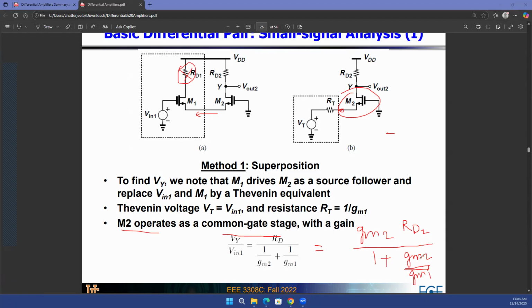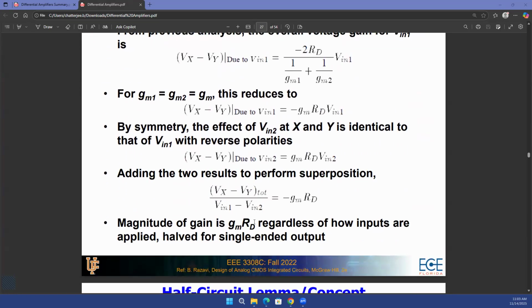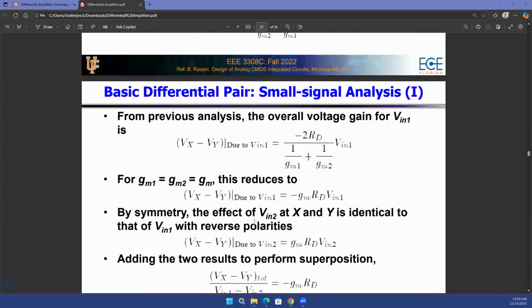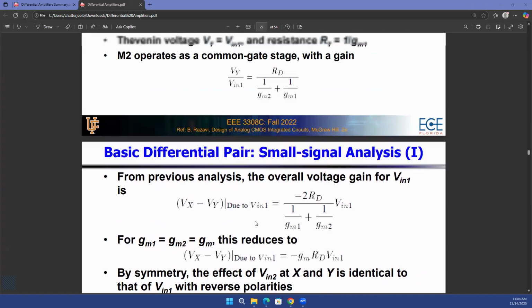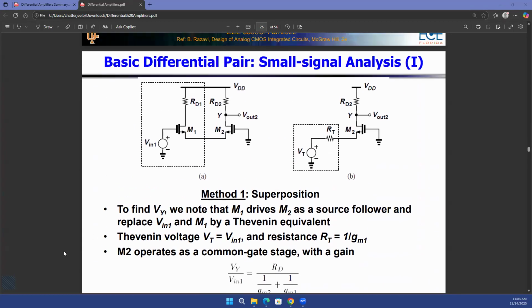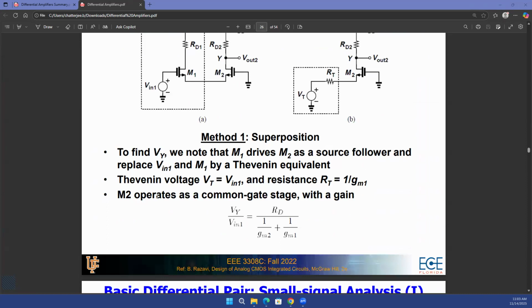And you can prove that from the small signal model once again. So let's just try to do that. I think we have the proof over here. Yes. No, I guess we did not do that, but let's just try to prove it then. So you're interested in Vy divided by V in 1. So Vy, which is at this point, divided by V in 1, which is at this point.